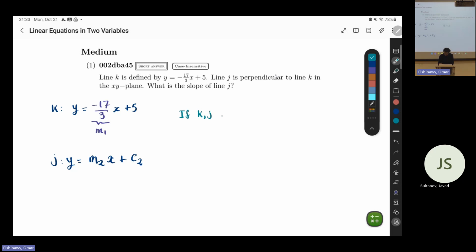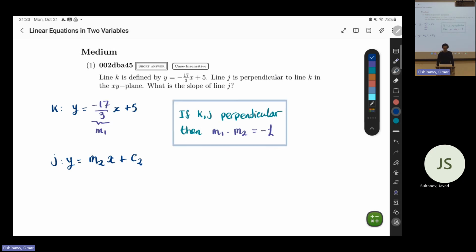If K and J are perpendicular, then M1 times M2 is equal to -1. Is that correct? Yeah. And this is actually a fact you need to know in order to solve this question. So you need to know the relation between the two lines. If I tell you two lines are perpendicular, then their slopes have a relation, which is this.